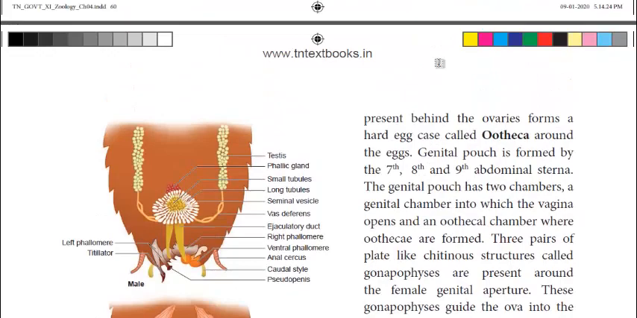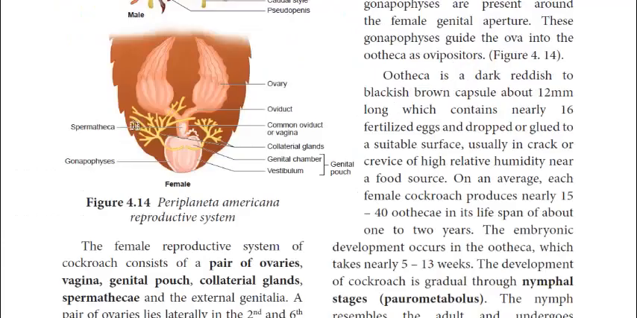Now let us move on to the female reproductive system. You can see a pair of ovaries, oviduct, and then the common oviduct or vagina. They have other glands, the collateral glands, and this is the genital chamber, and here this is the vestibulum, and this is the gonapophysis. The genital chamber and vestibulum together are called the genital pouch. These are the spermathecal openings through which the female cockroach receives the sperm during mating.